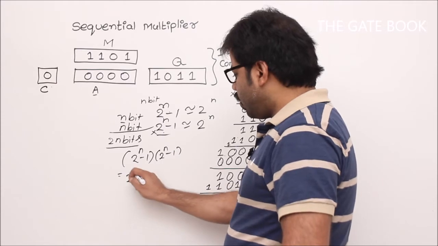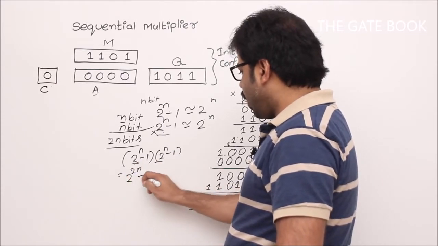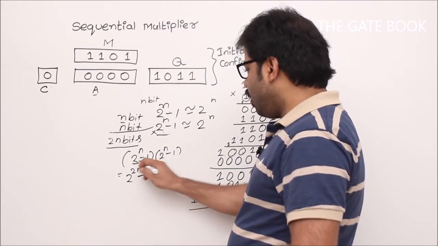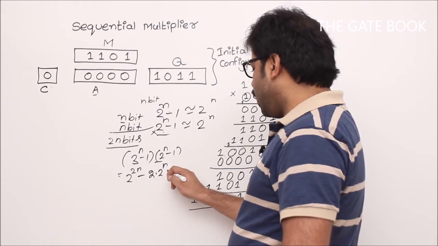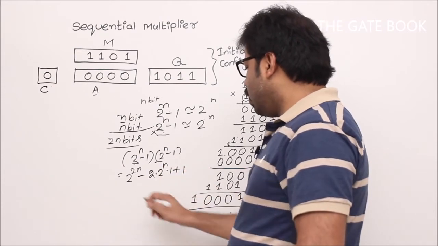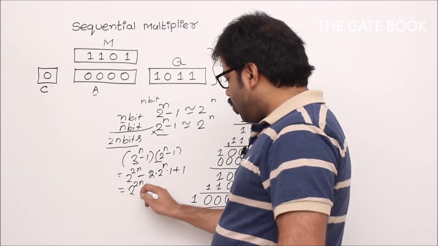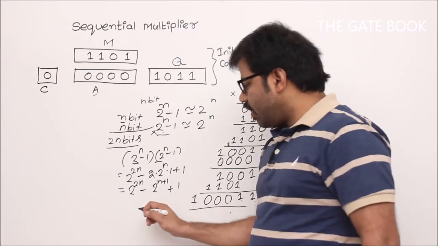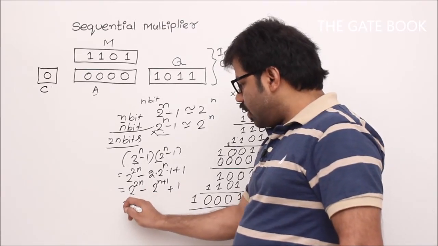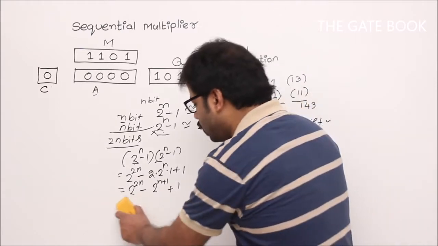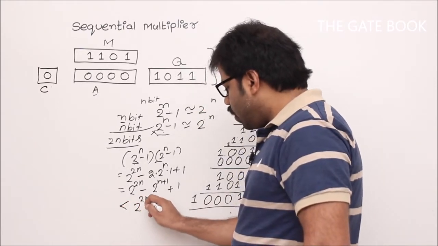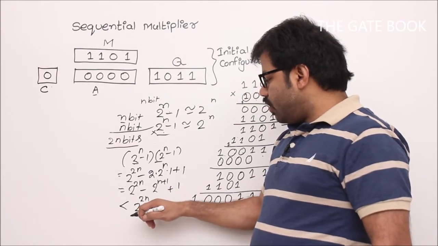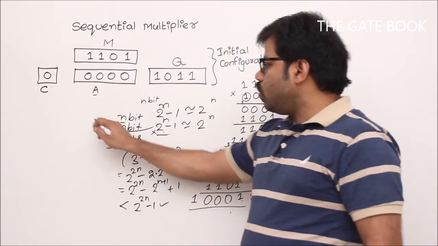If I do simplification, you get 2 to the power of 2n, minus, so a minus b whole square, a square minus 2ab plus b square, where a is 2 power n and b is 1. So it would be 2 to the power of 2n minus 2 to the power of n plus 1 plus 1. This value is definitely less than 2 to the power of 2n minus 1. Do you agree? Yes. So to represent a number which is less than 2 to the power of 2n minus 1, 2n bits are sufficient.